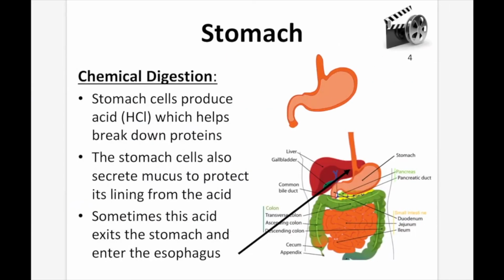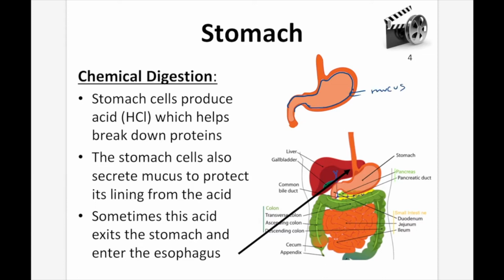Chemical digestion. So your stomach also produces acid, which helps break down protein. The stomach does also secrete mucus to protect the lining from the acid. So just like earlier when we were talking about the mucus acting as a protecting layer for the digestive tract, this is a very good example. So the stomach secretes this acid to help break down food, but that acid would also break down the stomach if it wasn't for this nice protective layer of mucus around the inside of the stomach.